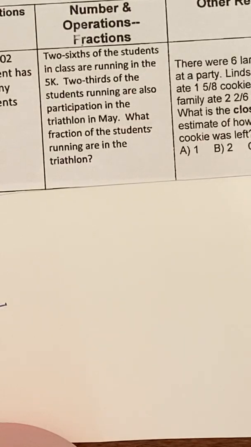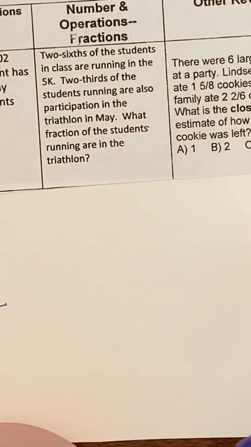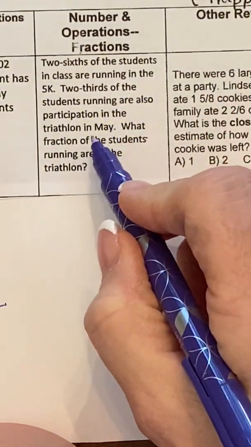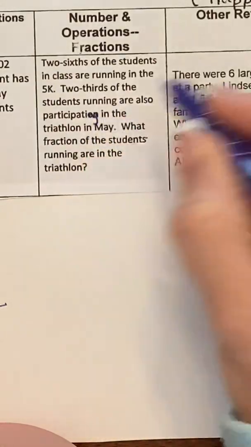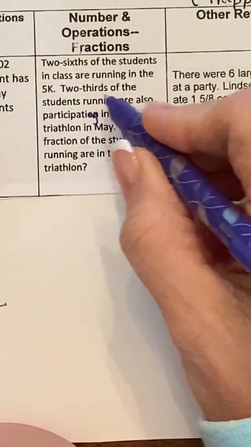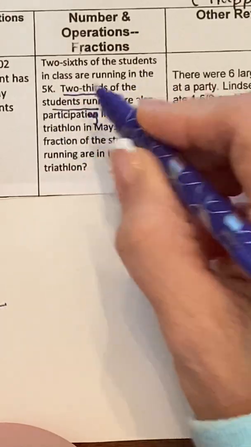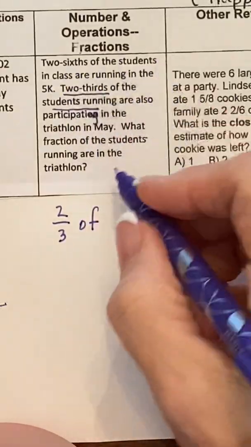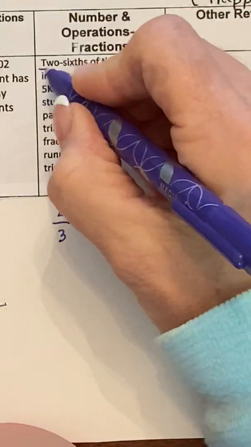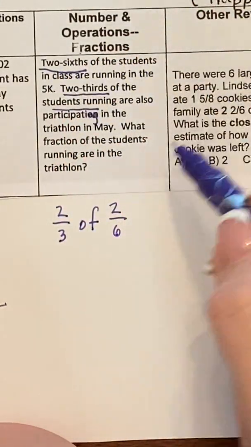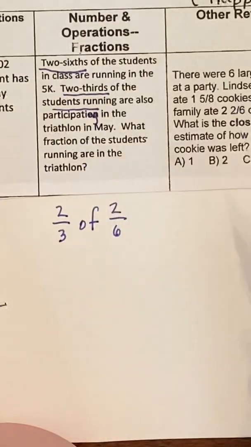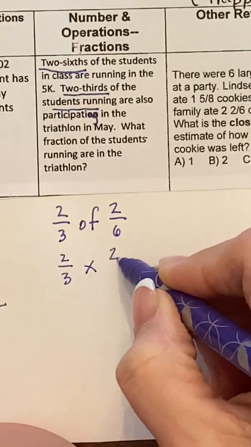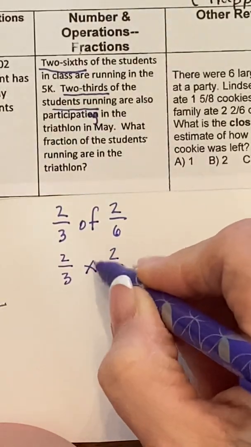2/6 of the students in class are running in a 5K. 2/3 of the students running are also participating in the triathlon in May. So 2/3 of the students running, let's just write what it says. 2/3 of 2/6. Okay, so we're going back and looking at those important numbers. What fraction of the students running are in the triathlon? Okay, so 2/3 of that. 2/3 times 2/6.